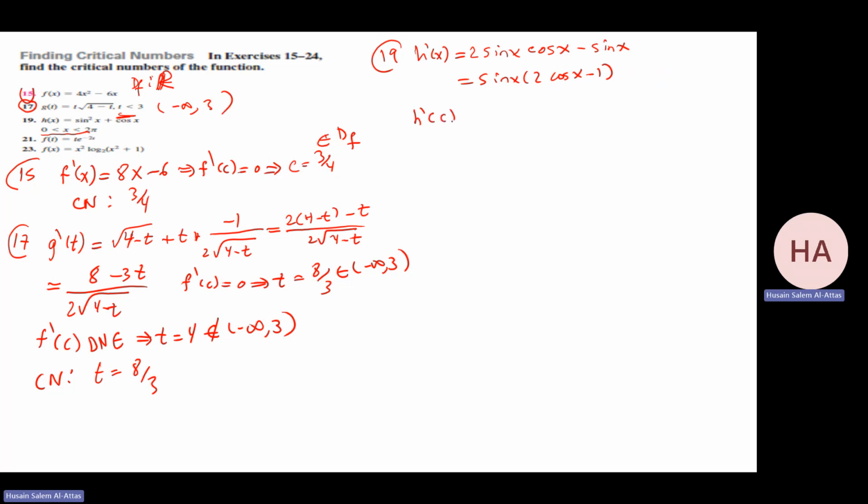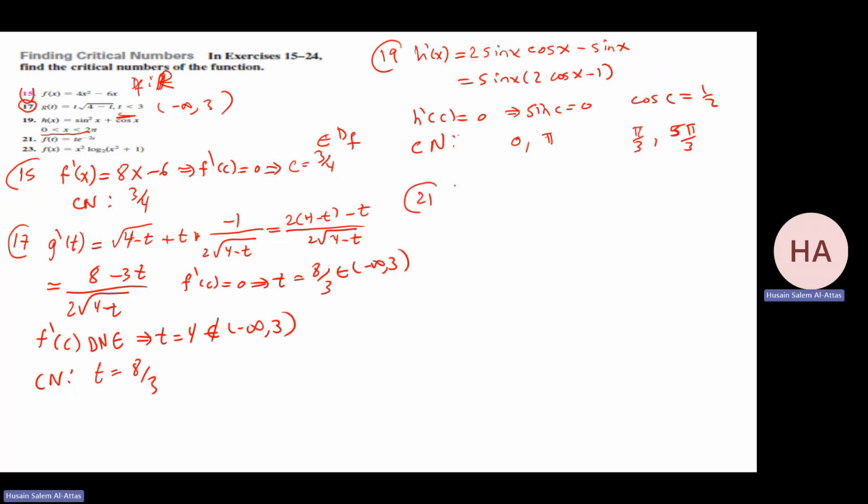I need to check h prime at c equals 0. The function is defined everywhere and differentiable everywhere, so we have no problem with that. That implies I need sine c equals 0 and cosine c equals half. When sine c equals 0, c is 0 and pi, and these are critical numbers. Cosine c equals half, so c will be what? I have one cycle. Half means first and fourth quadrant, so I have pi over 3, where the reference angle is pi over 3, and 5 pi over 3. So I have 4 critical numbers.